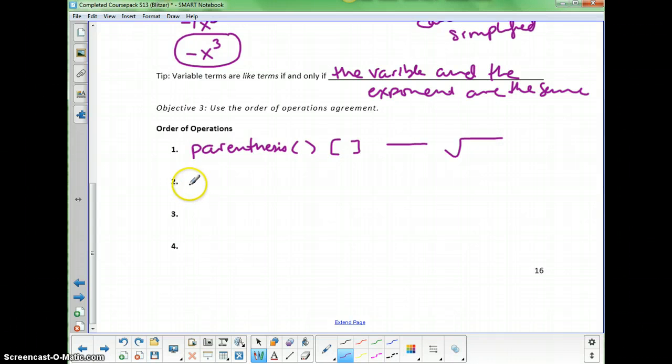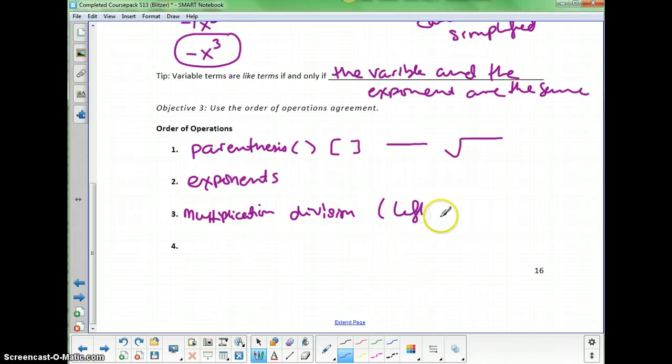The next, number 2, is exponents, or powers, followed by multiplication and division. The important thing to remember here about multiplication and division is that it's not always multiplication first, then division. It's whichever one comes first in the problem, from left to right. So sometimes it'll be division first, sometimes it'll be multiplication first.